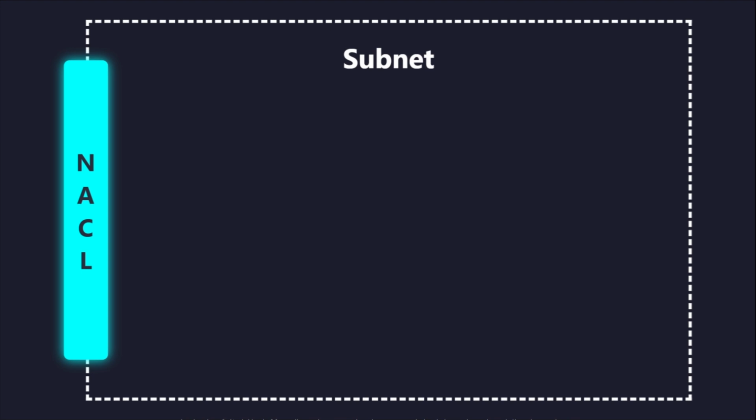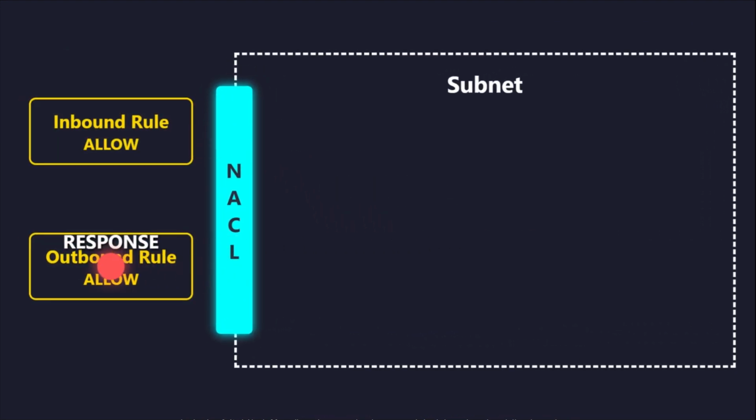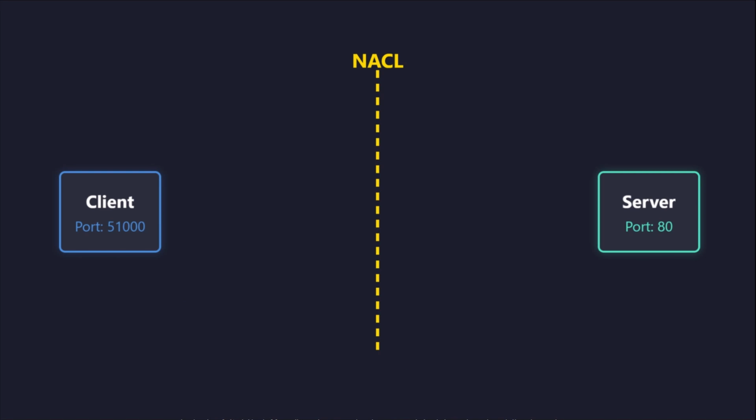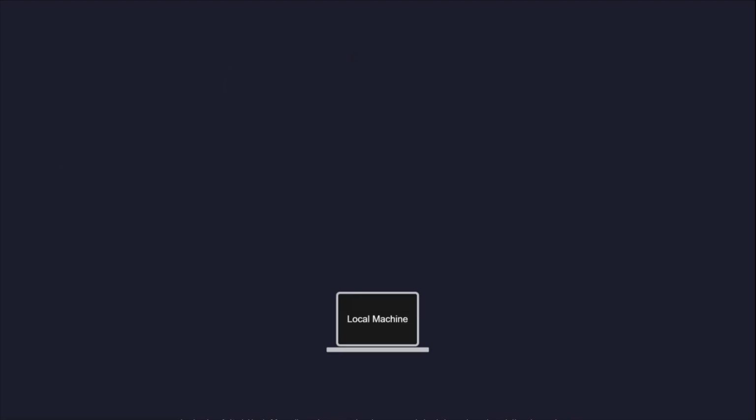Network access control lists provide an additional layer of security at the subnet level. Unlike security groups, they are stateless, which means you must explicitly define both inbound and outbound rules for communication. When using network access control lists, you must allow inbound traffic on ephemeral ports, 1,024 to 65,535, to receive responses from Internet servers. Store your Terraform state file in an Amazon Simple Storage Service bucket.